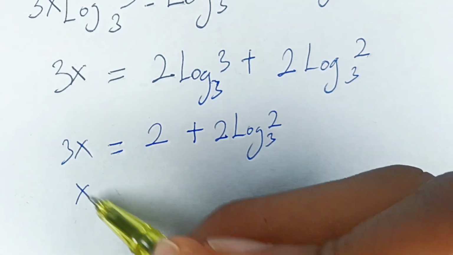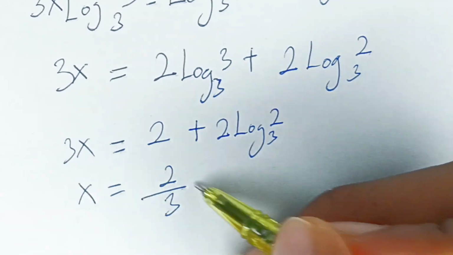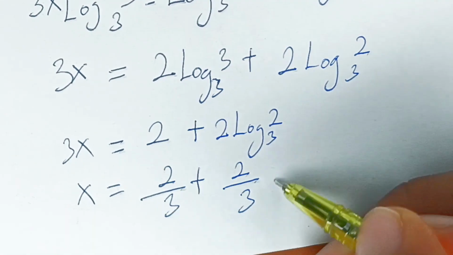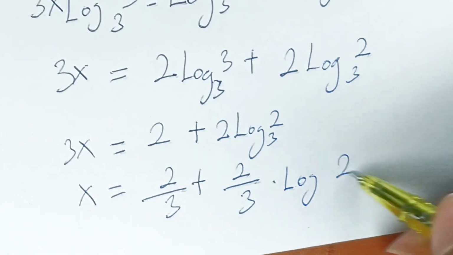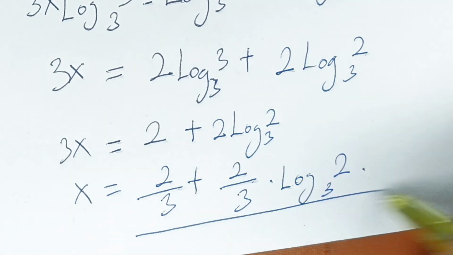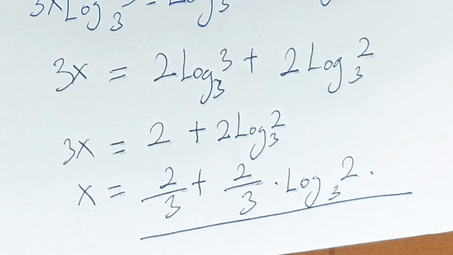Finally, our x becomes equal to 2 over 3 plus 2 over 3 multiplied by log of 2 to base 3. Alright, so this becomes the final answer to this question.